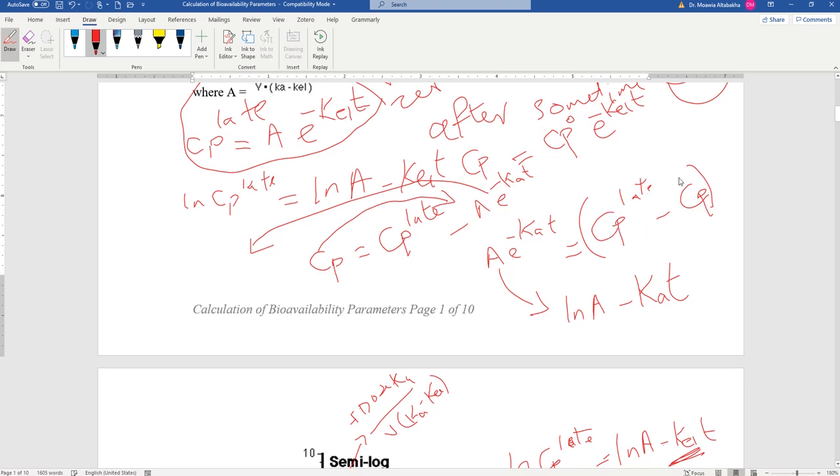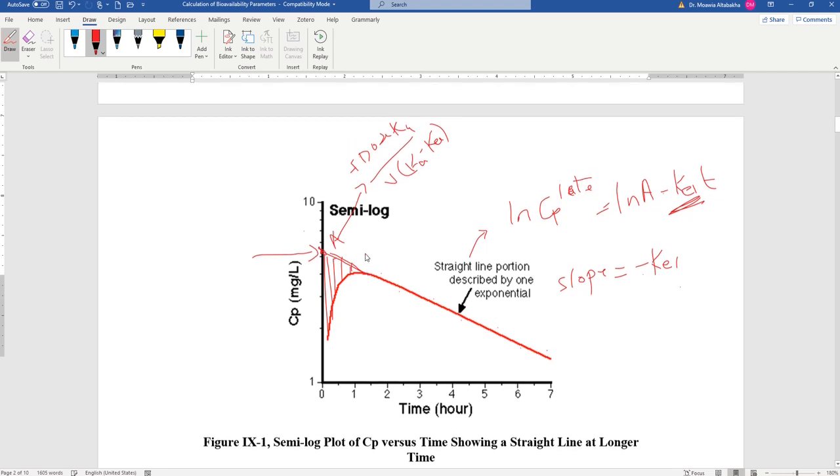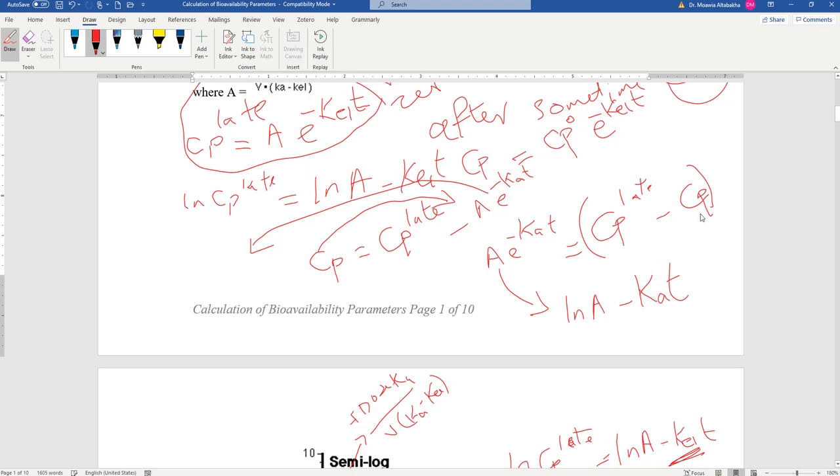إذا I will take CP late ناقص CP at early time. At early time اللي هذا التايم when I have differences. شوفوا هنا differences big and then get smaller and eventually you have zero. When you have zero, then you don't need to look at the difference. So we are looking at the difference at early time between CP late and CP, and then we are taking ln that difference. So ln that difference will be equal to ln A minus KA في T.